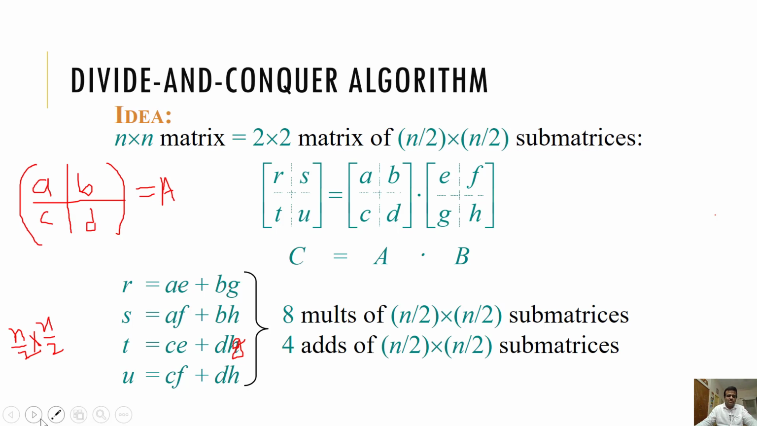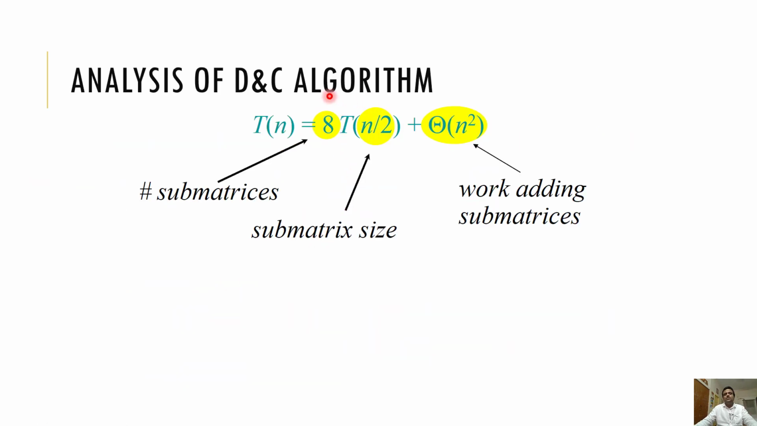So, order of n square. So, we have a recurrence like this. We have 8 sub problems, because 8 multiplications we need to do, and the size of the sub problems is reduced to half, because earlier the matrix size was n cross n, and now it is n by 2 cross n by 2, and this is the cost for dividing and adding the sub matrices.